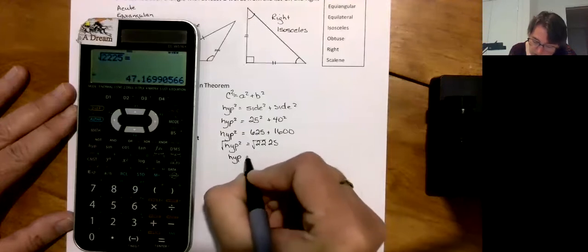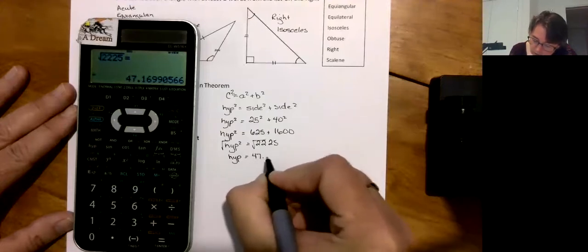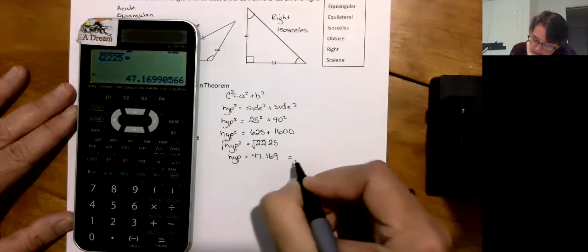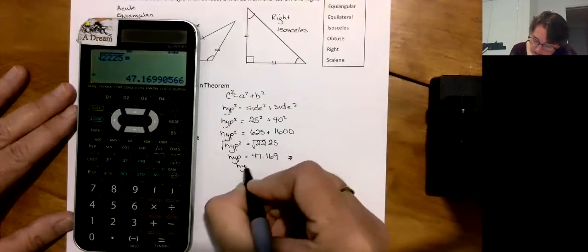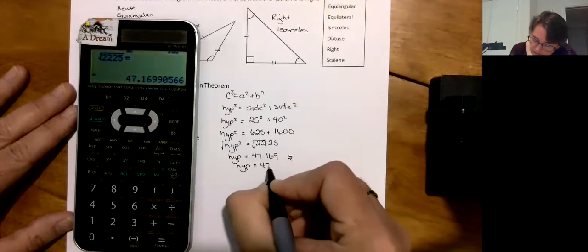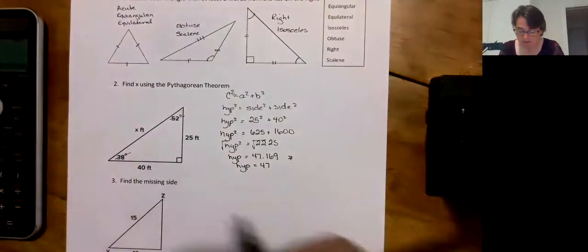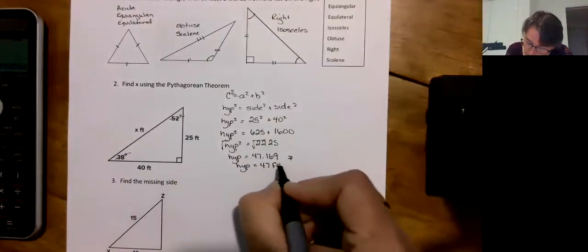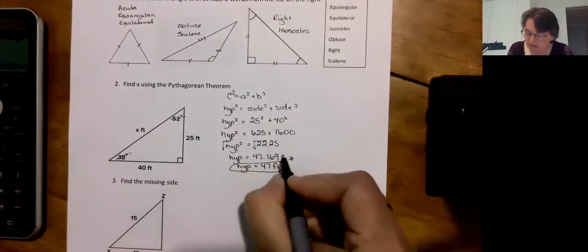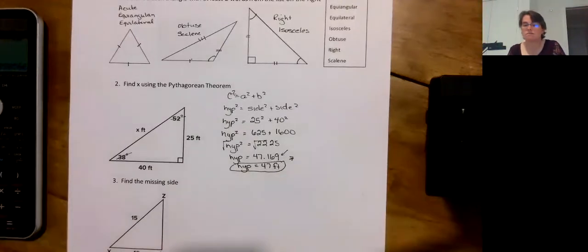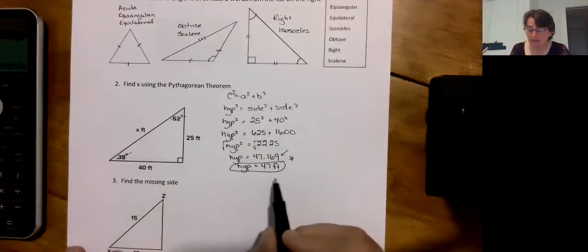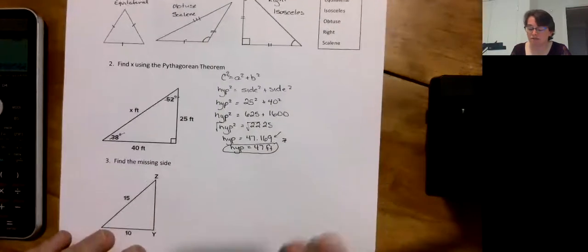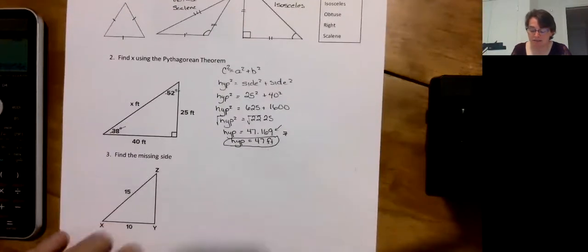Hypotenuse is 47.169. Those are whole numbers, so 47. And it had feet, so we'll put feet there. I generally just write it off my calculator with a bunch of digits, whatever I feel like that day. And then I take one last step and I round it. You certainly can completely skip that step and just write that one.